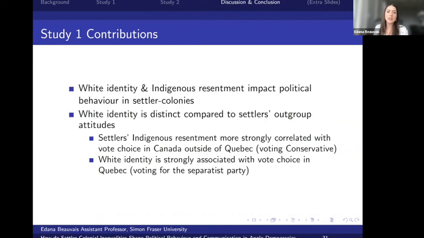I have found that settlers' sense of resentment towards Indigenous peoples is more strongly associated with vote choice in Canada outside of Quebec, specifically with voting Conservative. So white identity is associated also with voting Conservative in Canada outside of Quebec, but it's not as strong a predictor. But white identity is quite strongly associated with vote choice in Quebec. However, it's associated with voting for the Sovereigntist Party, the Quebec Nationalist Party, and it is not associated with voting Conservative in Quebec.